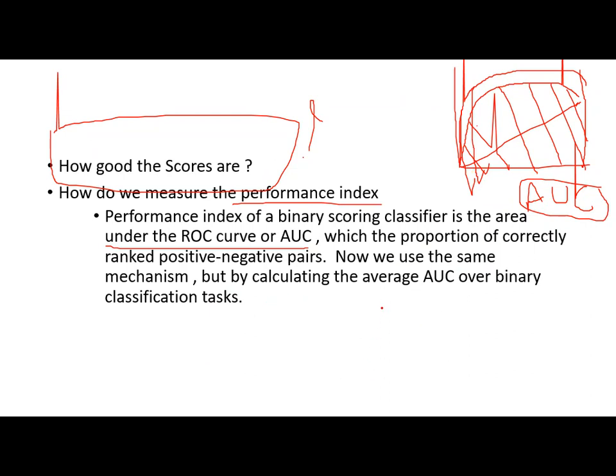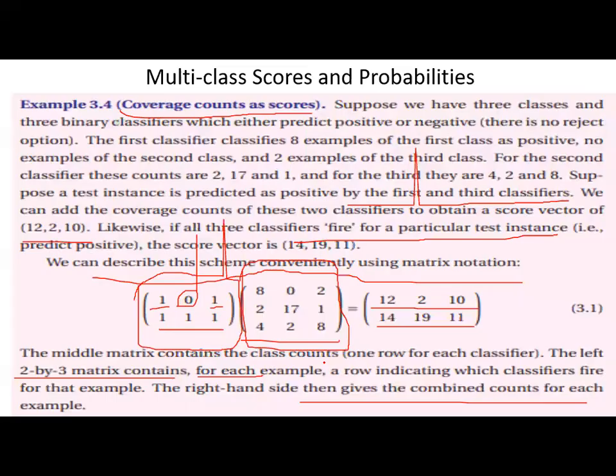Here there are many binary classifiers. A multi-class classifier definitely yields many binary classifiers. So how do we plot the diagram then? We use the same mechanism, but by calculating the average AUC over all binary classification tasks. We take all the binary classification tasks together and compute the average. Thereby we can easily assess the performance. So this is called multi-classification.